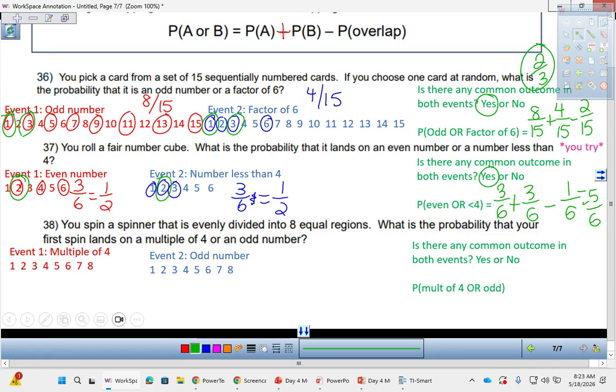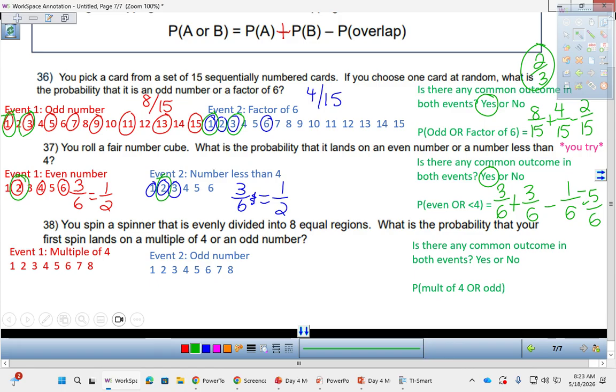5 out of the 6 numbers meet one of the 2 criteria. The only number that doesn't work for these 2 things is 5. So that's the 1/6 of the time that doesn't happen. In other words, if I were to count my numbers I circled, 1, 2, 3, 4, I'm not going to count the 2 again because I already counted it. 5. 5 total numbers. Be okay with that?